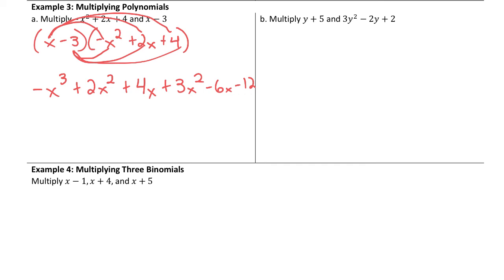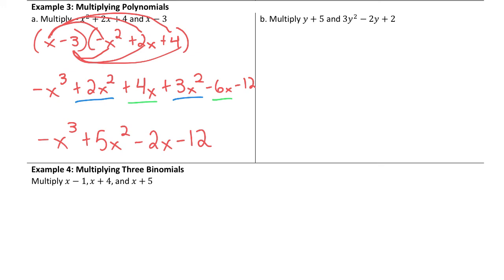So this is your chance to simplify more. You hunt the like terms down. 2x squared, 3x squared, 4x, negative 6x, and let's simplify. Highest power comes first. Next highest comes 2x squared plus 3x squared, 5x squared, and 4x and negative 6x, negative 2x, and then minus 12. So combining the like terms.